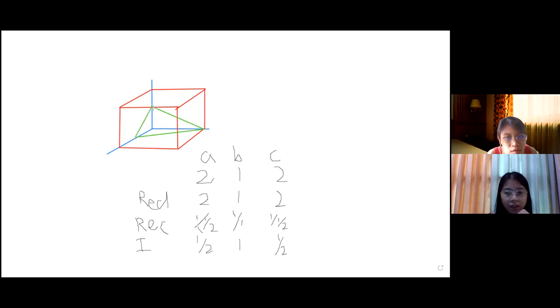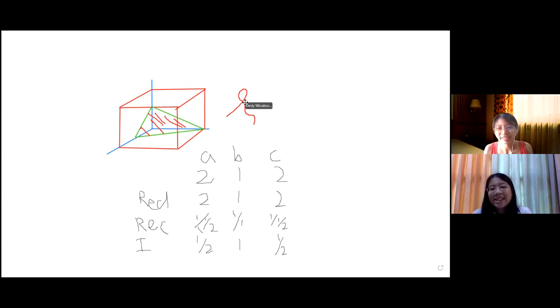Since the intercept at A is half, this is our first point. Since the intercept is 1 at B, our second point will be here, which is 1. And the third intercept is half, so at the z-axis, the point will be here, half of z. So this is our plane from 2, 1, 2. Yes, this is correct. Very good.